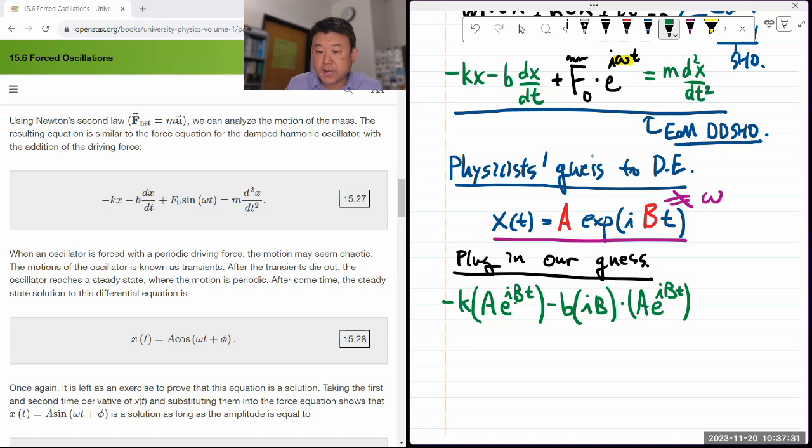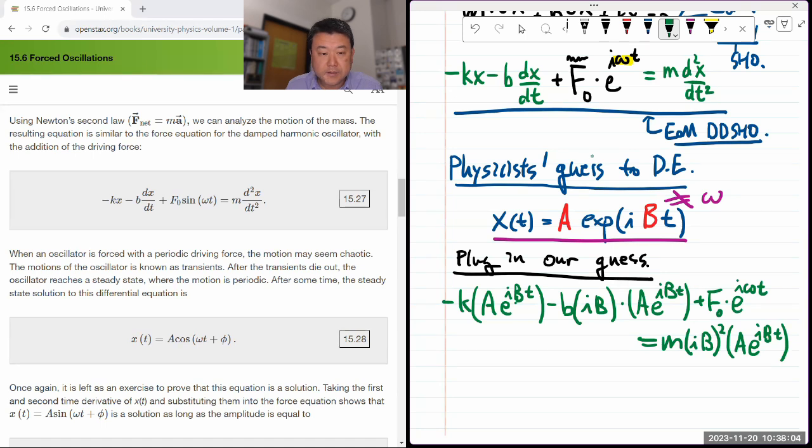just the driving force, plus F naught. I'm not going to do the squiggly, but I'll just remember this is meant to be a complex coefficient, times e to the i omega t is equal to m times, now it's a double derivative, so two factors of this ib will come out. So it'll have to be i b squared A e to the i b t.